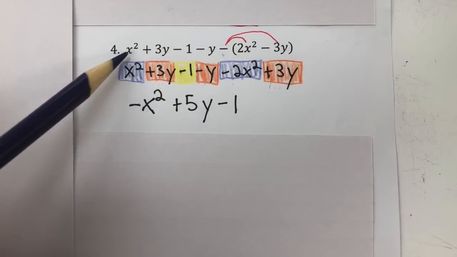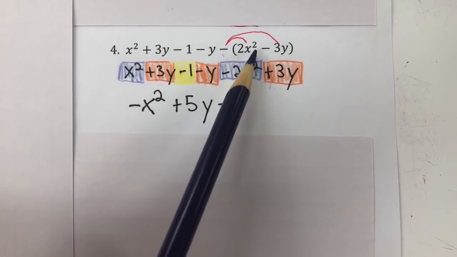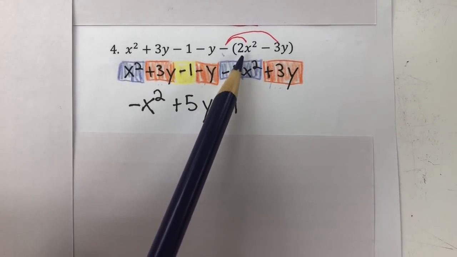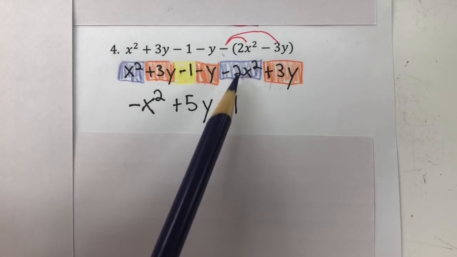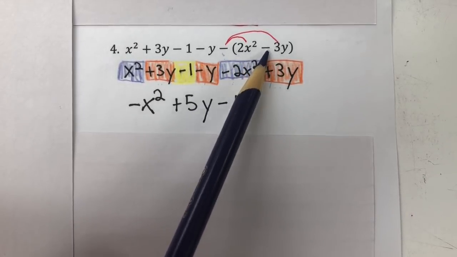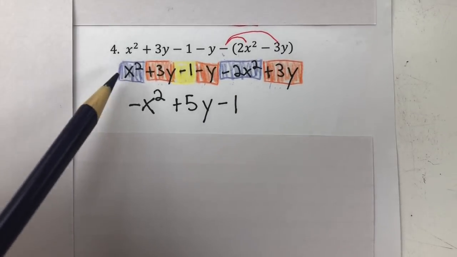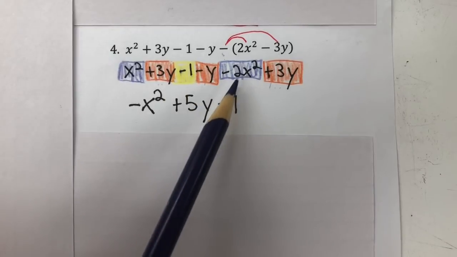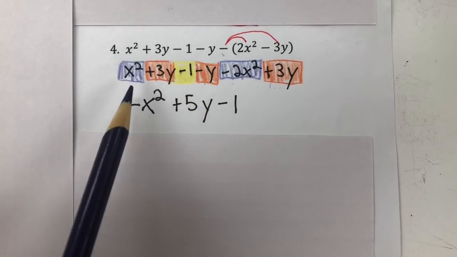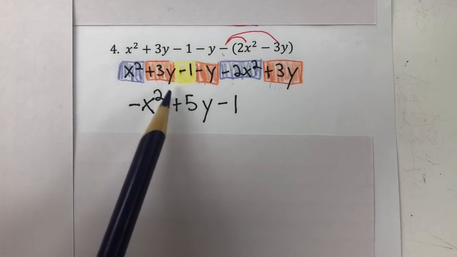Problem 4, we need to simplify the expression. And first I have to distribute this negative. Opposite of 2x squared is a negative 2x squared. Opposite of a negative 3y is a positive 3y. Now I combine like terms. Negative 2x squared plus x squared gives me negative x squared.